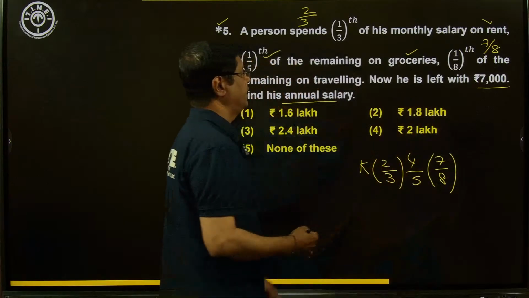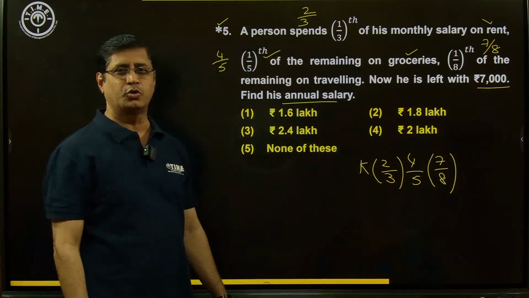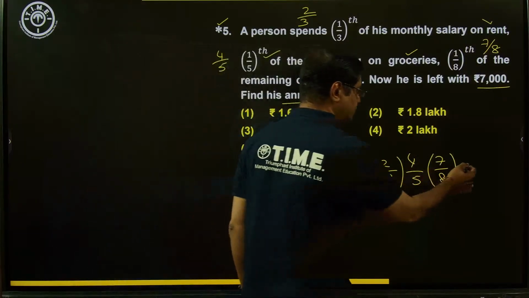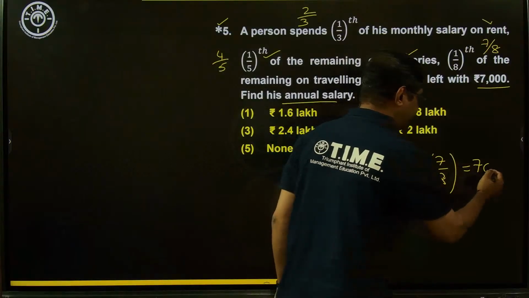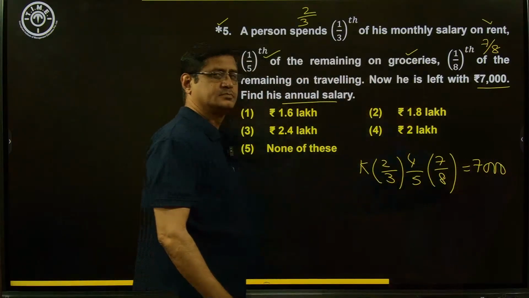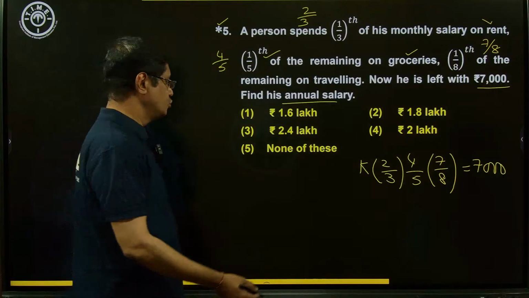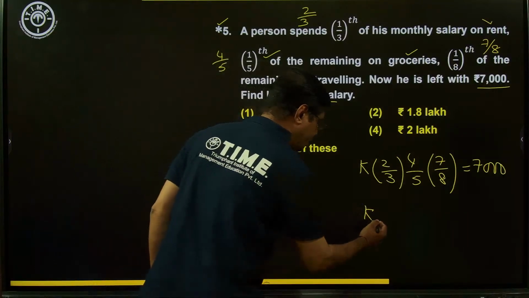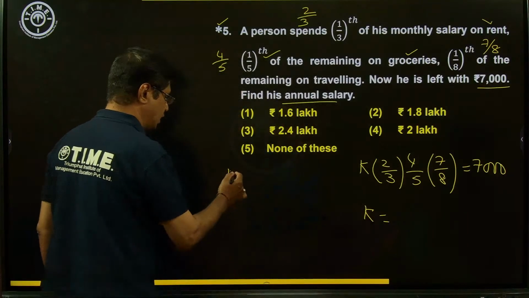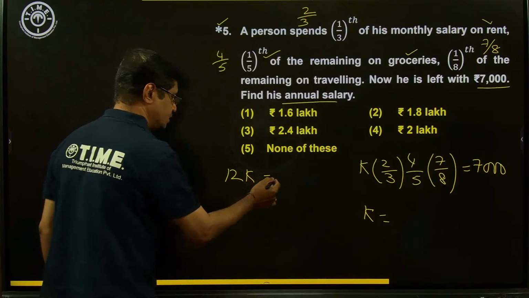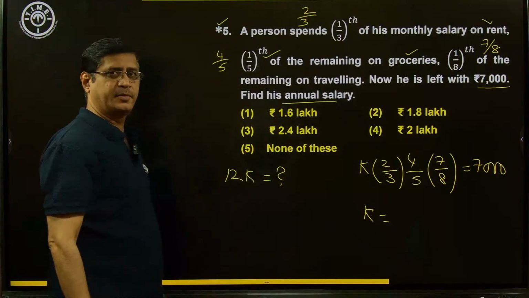Now, what is the next point? Now he is left with 7,000 rupees. Left with 7,000 means this value is equal to rupees 7,000. Just to simplify, you will get the value of monthly income. So monthly income is equal to K. What we need to find? Annual. Annual means 12K. Need to find out annual salary.